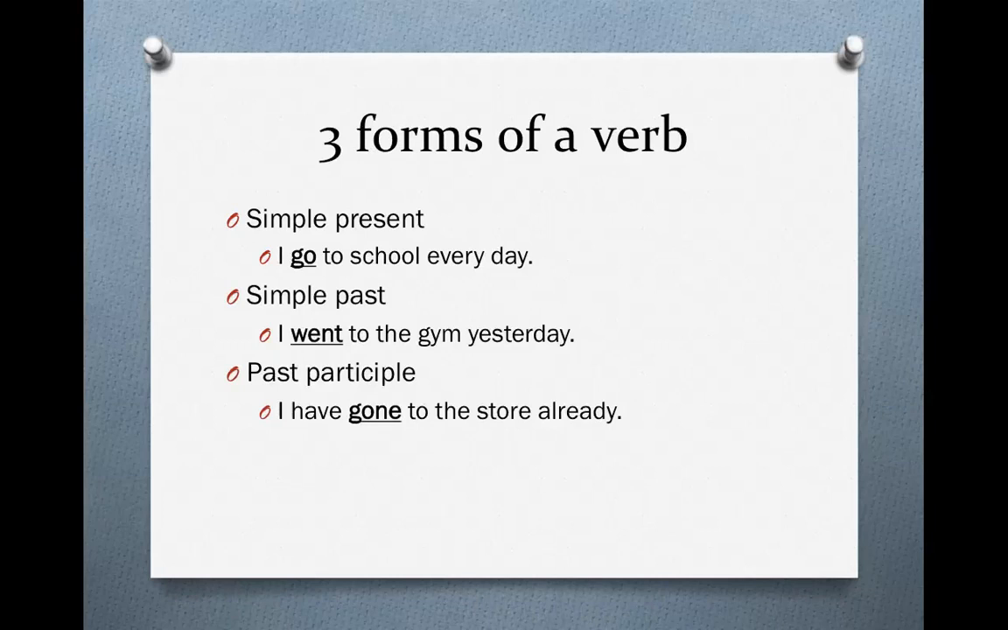Okay, first let's go over the three main forms of a verb. There's the simple present form. I go to school every day. If the subject was third person, it would be he goes to school every day, with an ES. There's the simple past form. I went to the gym yesterday. And the past participle form, which would be I have gone to the store already.